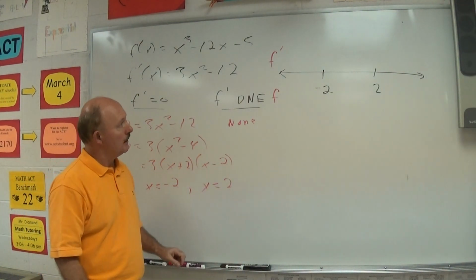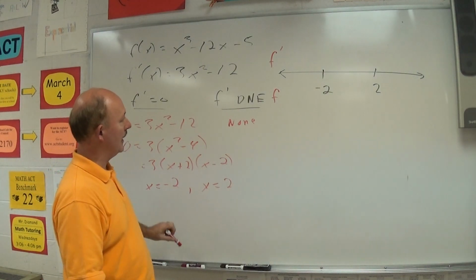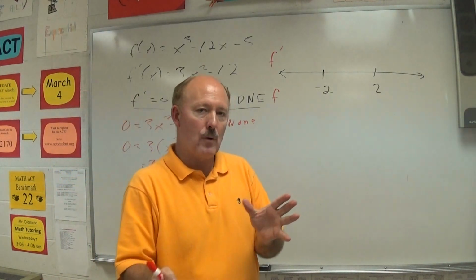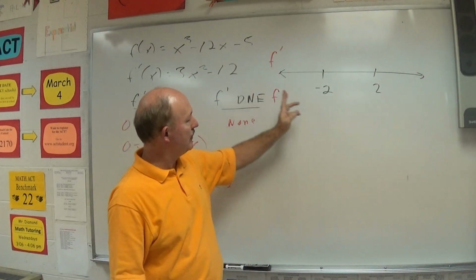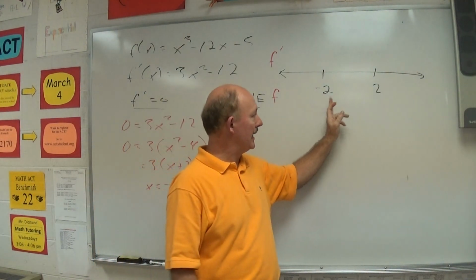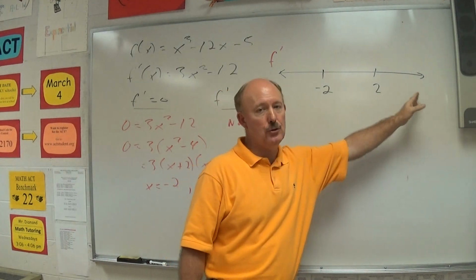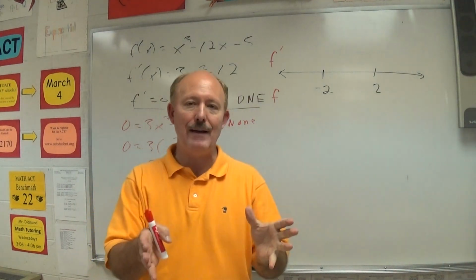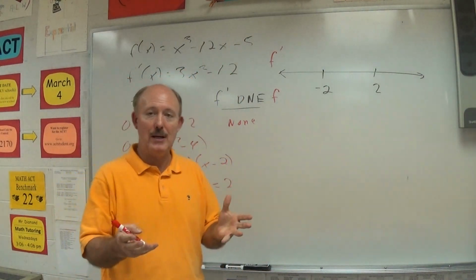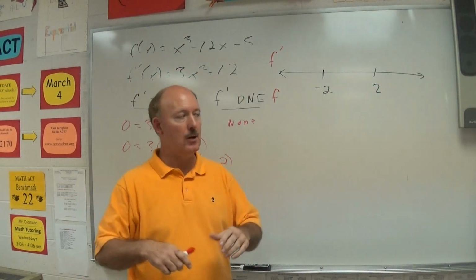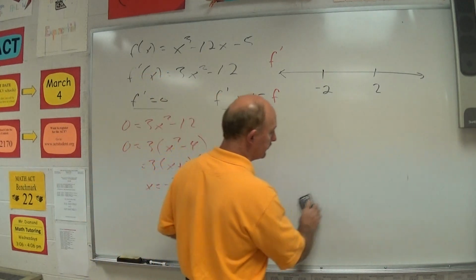All right. So to get started, we need to know what the graph is doing on each of these intervals. Now, you got 3 intervals. You got the interval from negative infinity to negative 2, then from negative 2 to positive 2, and then from positive 2 to positive infinity. So what's the graph doing on each of these intervals? Is it increasing or decreasing? And then from there we can decide whether we've got a relative minimum or a relative maximum.